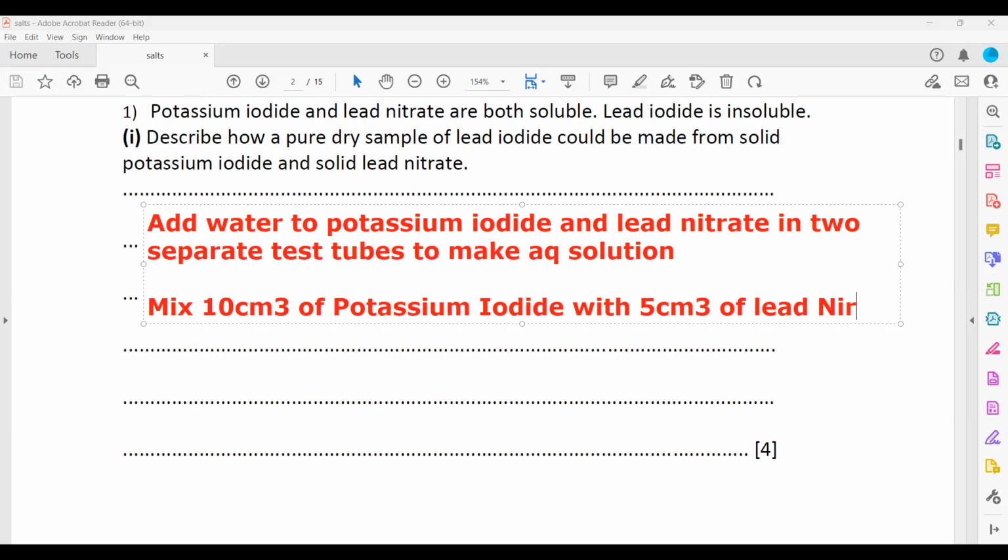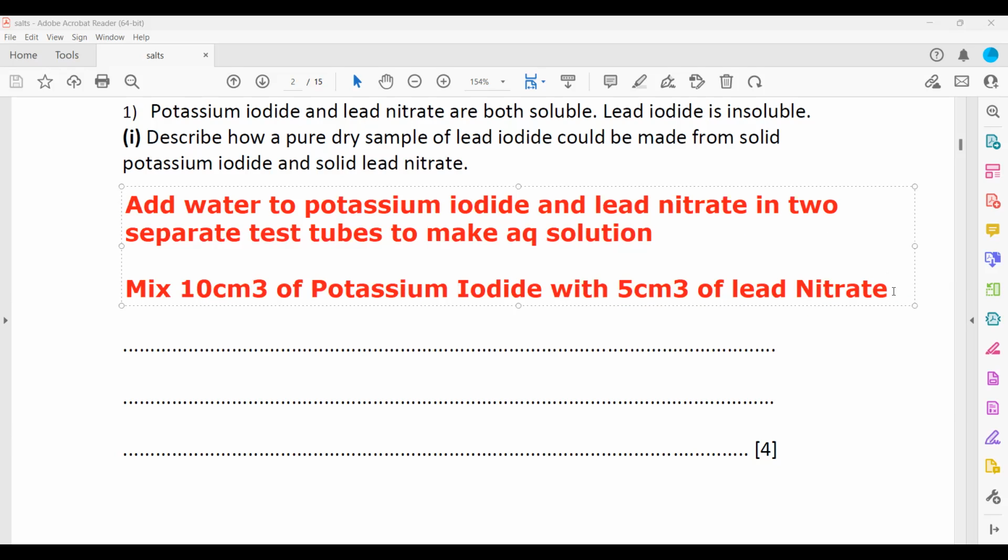Why did we not take equal amounts? Because, as you can see from the balanced equation for the reaction between potassium iodide and lead nitrate, the ratio is 2:1. That's why the volume ratio should also be 2:1. So it is important that you first identify the equation correctly.